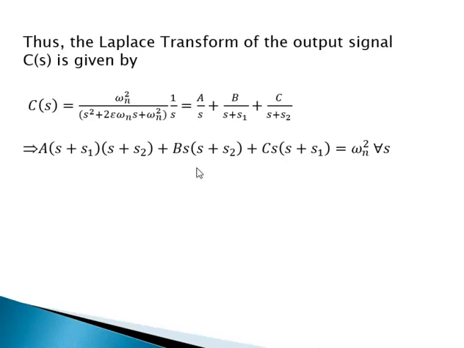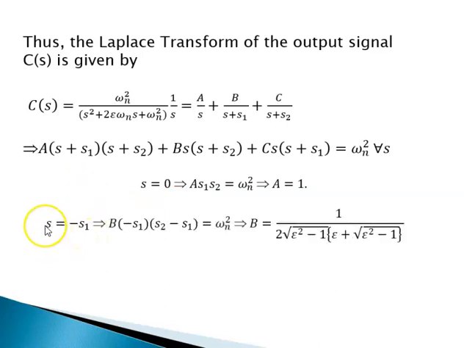Life itself can get messier at times. So this is the identity which is true for all values of s. So substitute s equal to 0, this term and this term get cancelled. A times s1 s2, we have seen s1 s2 is omega n square, so A turns out to be 1, and it is B and C that take messier shapes.